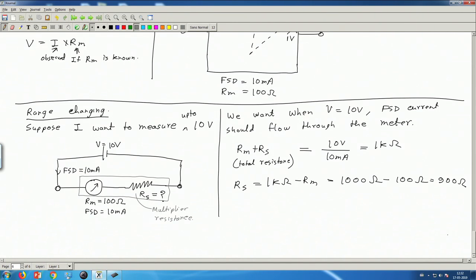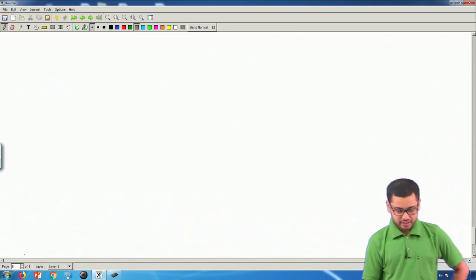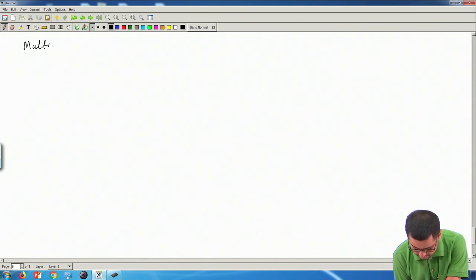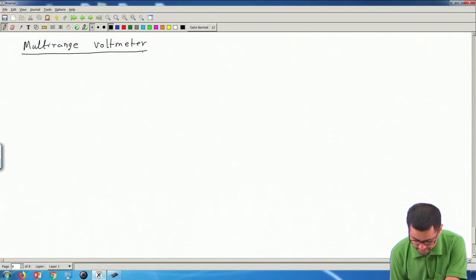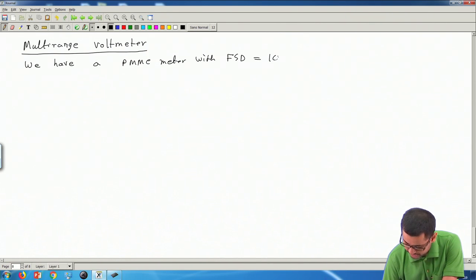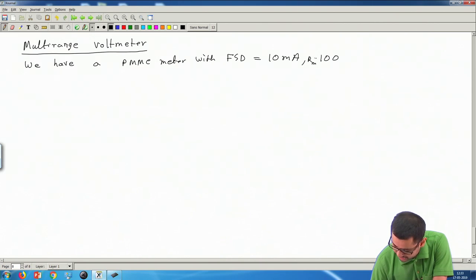Now, let's make multi-range voltmeters. So, we have a PMMC meter with FSD equals 10 milliampere. This is my favorite number, 10 milliampere, and say Rm equals 100 ohm.